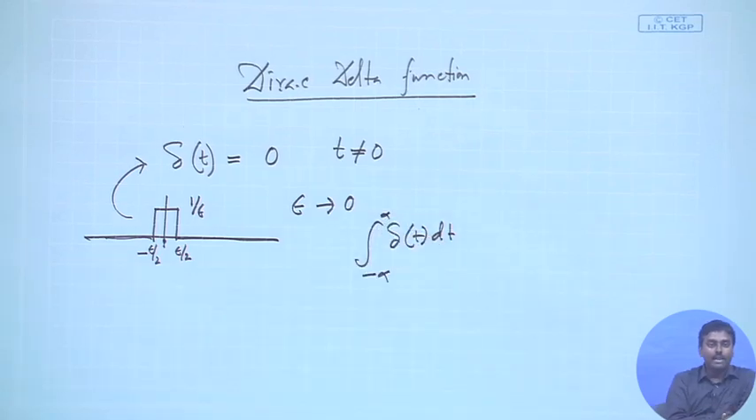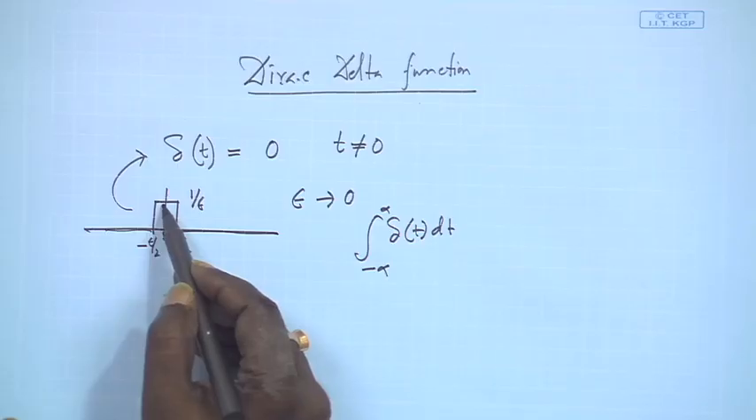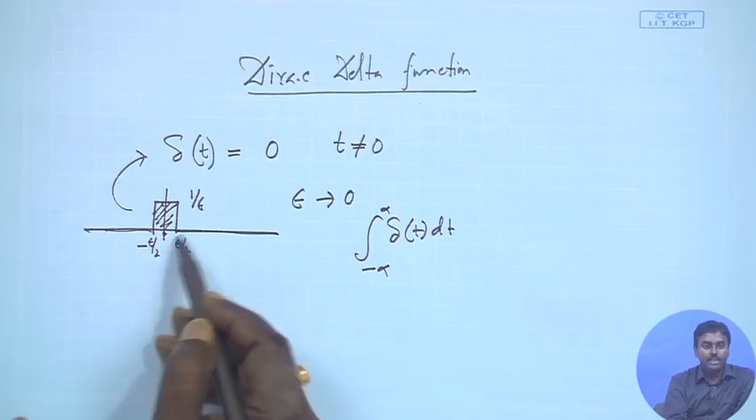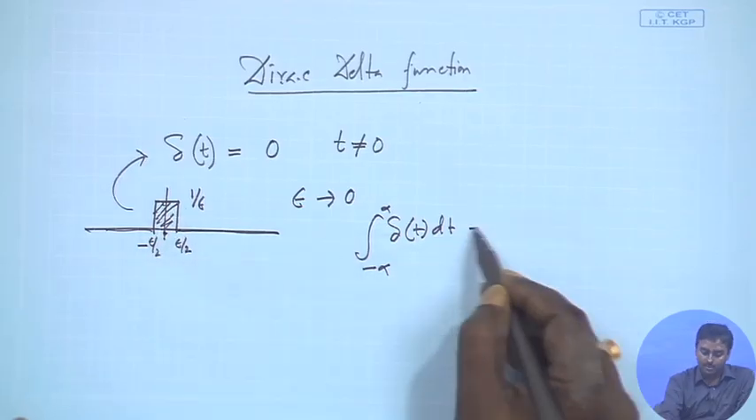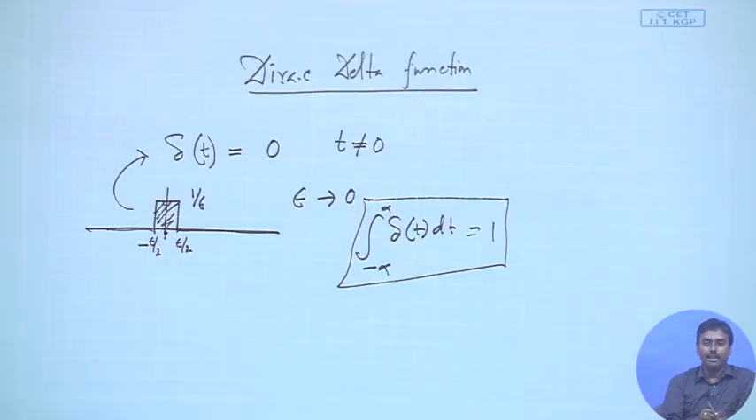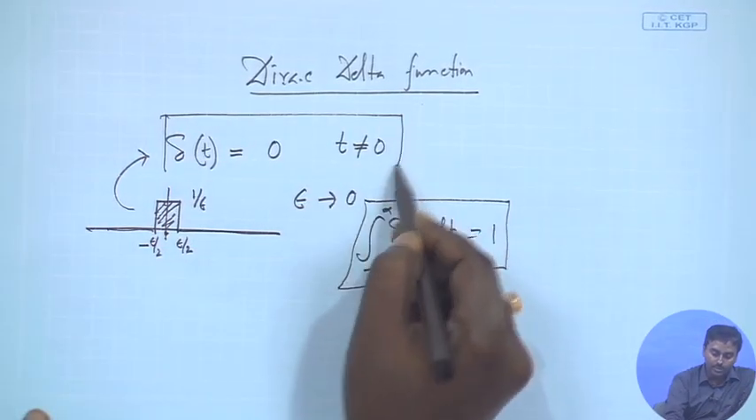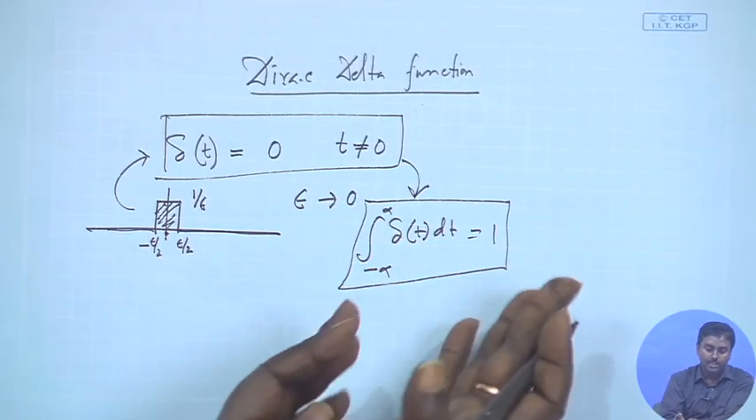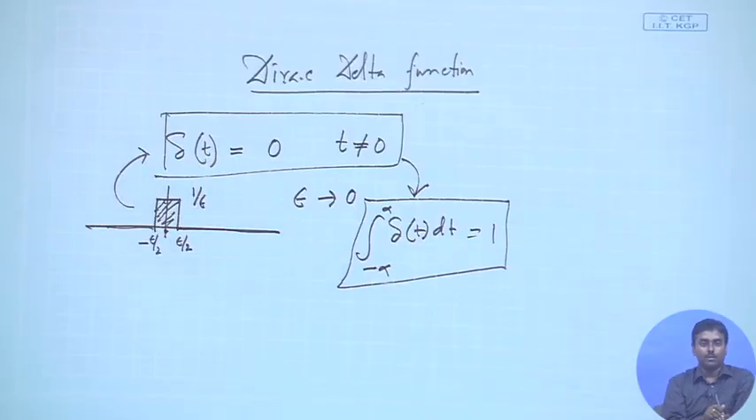If I integrate delta t from minus infinity to plus infinity, according to our definition it is a box function. So it should be the area under this box, all other places it is 0. This area is 1, so this must be 1. That is the added definition of delta t. So delta t must be defined with respect to this, and this one should be added, which almost takes delta t towards that box function.